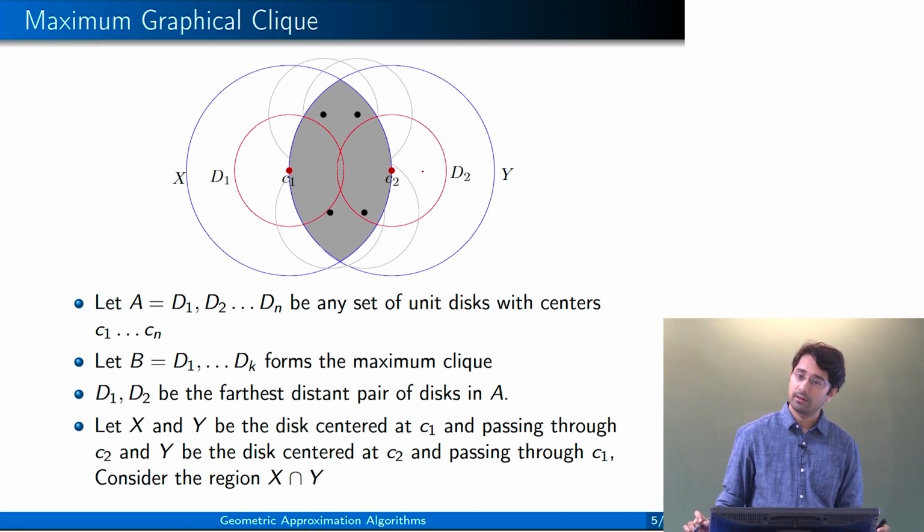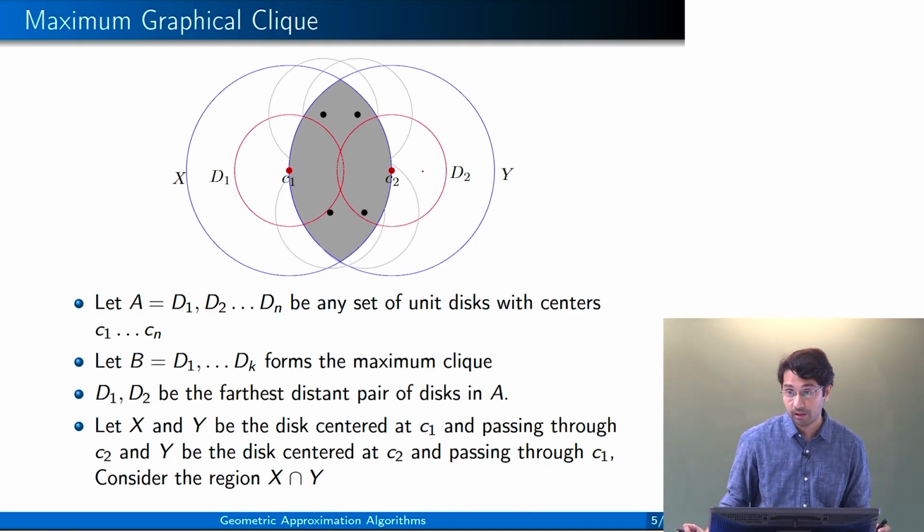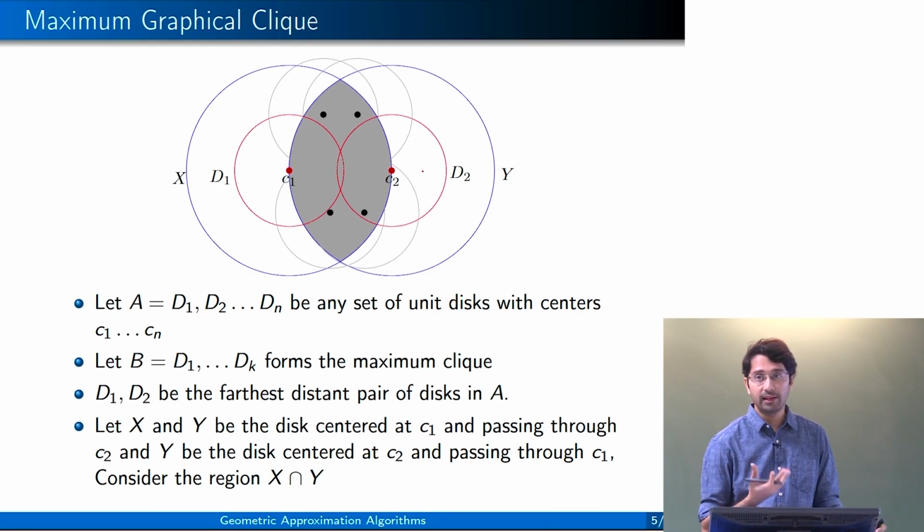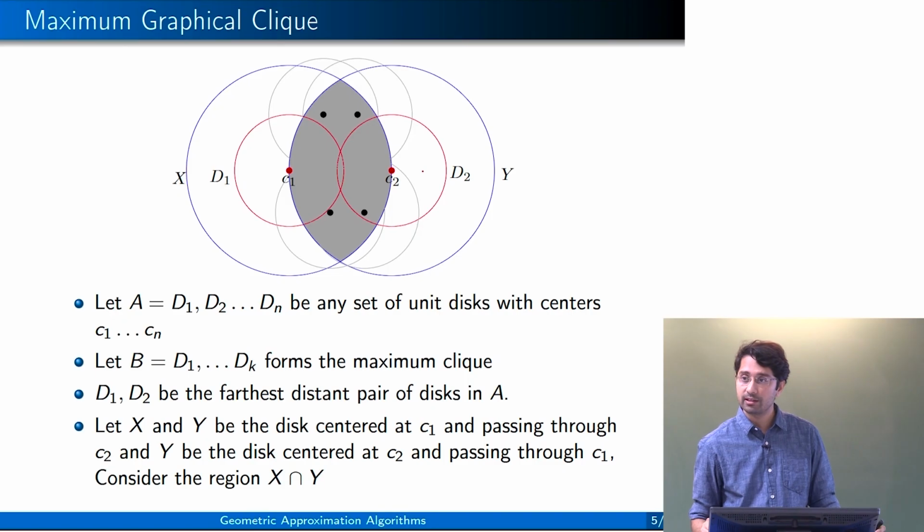The point is, I draw a disk centered at C1. C1 is the center of D1. I draw a disk centered at C1 and passing through C2, where C2 is the center of D2. Similarly, I draw a disk centered at C2 and passing through C1, and take the intersection of these two disks. Can I say that all the centers which form the maximum clique have to lie in this intersection? Why?